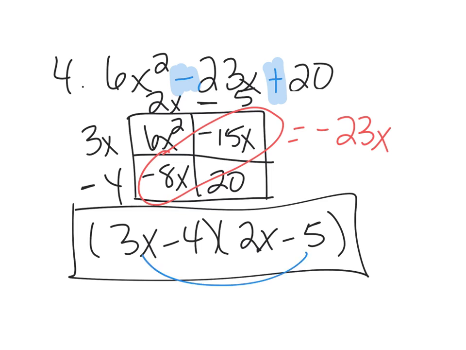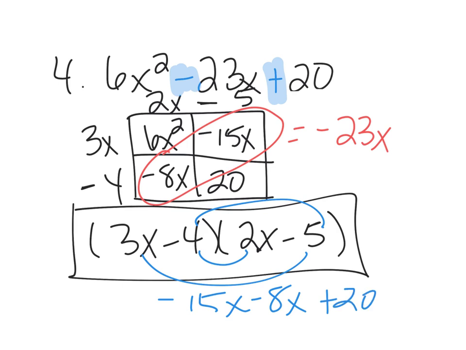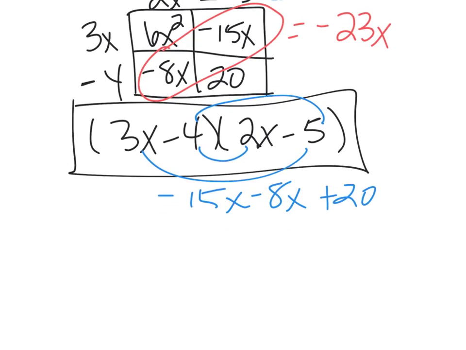So let's just double check. That gives me -15x, that gives me -8x, and that gives me +20. So I'm good there. Just to review our multiplication, these combine to -23x.